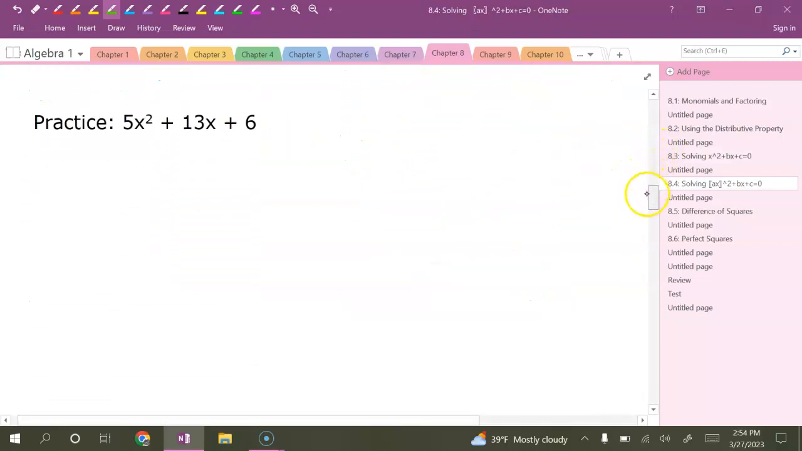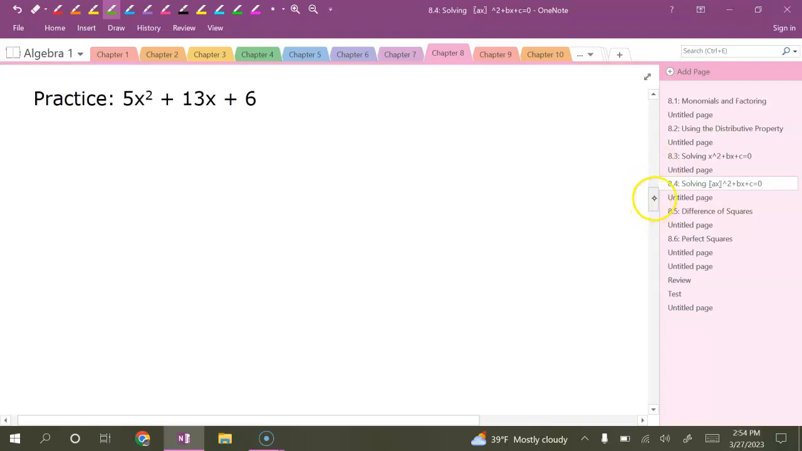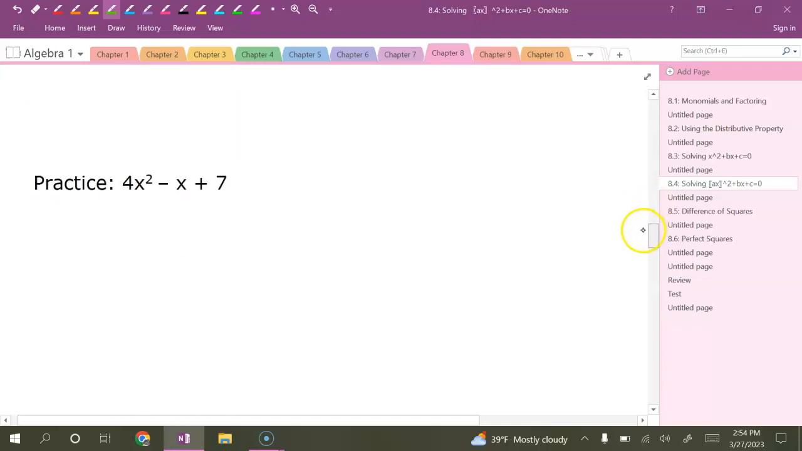All right, on the back page here, there are 2 practice problems. I want you to go ahead and take a couple of minutes, so I want you to pause the video and try to do this problem and try to do this problem.